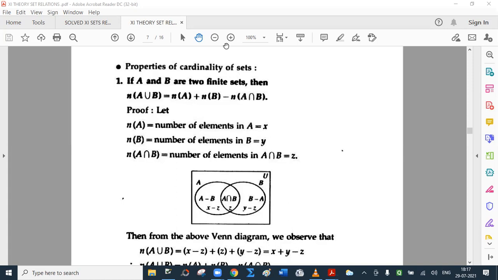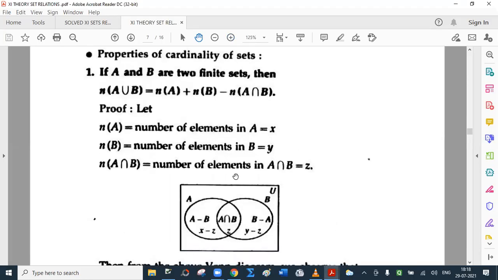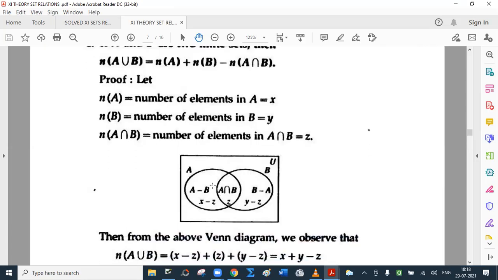n of B, the number of elements in set B, let it be y. And the number of common elements, that is n of A intersection B, be z. Now you have to understand this Venn diagram. In A there are x elements, of which z belong to B also. So the remaining, x minus z, belong to set A only. Y elements belong to set B, but of them z belong to A. So y minus z belong to only B.